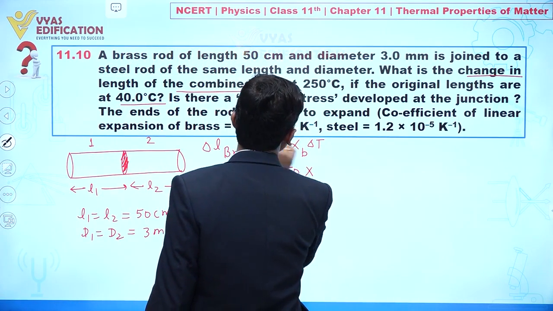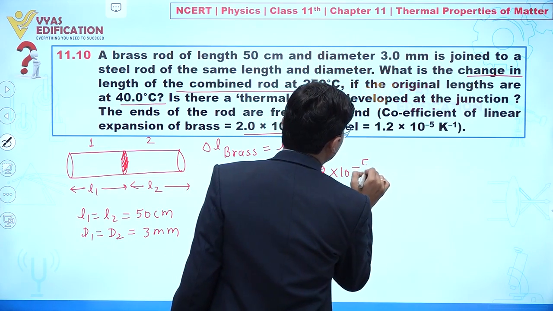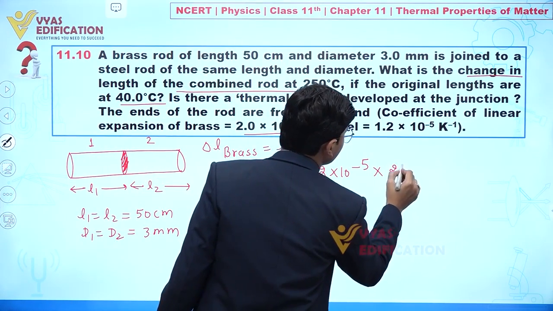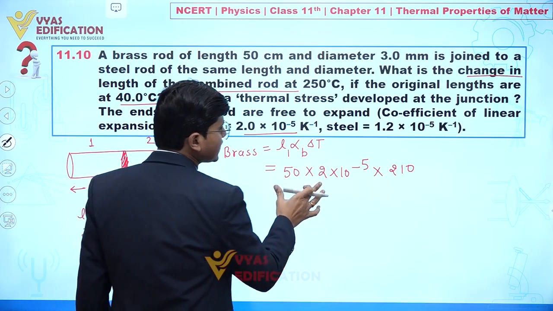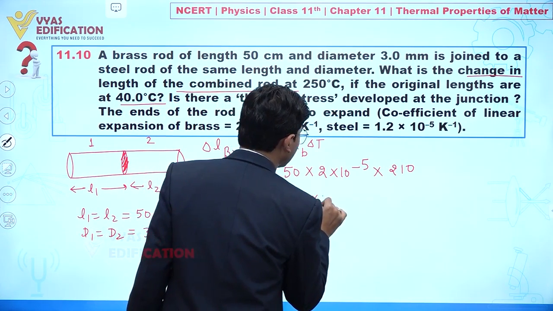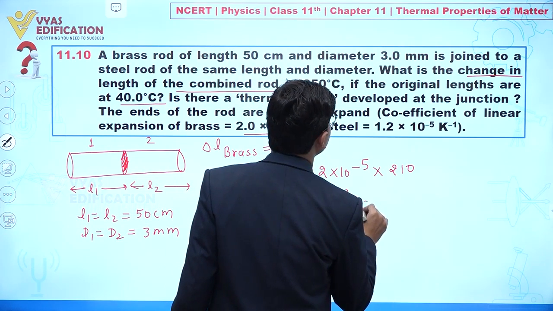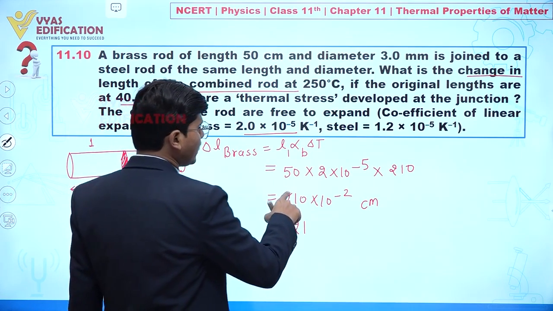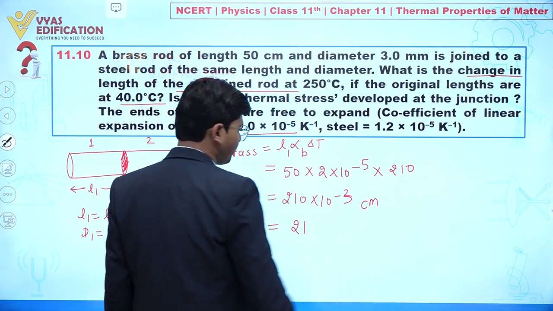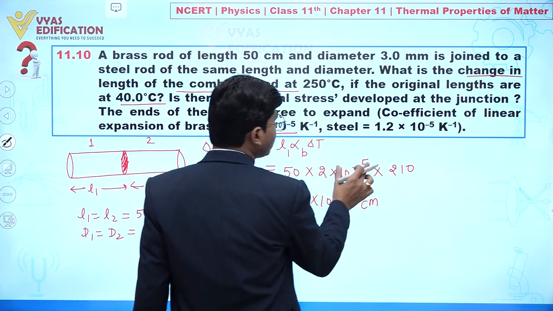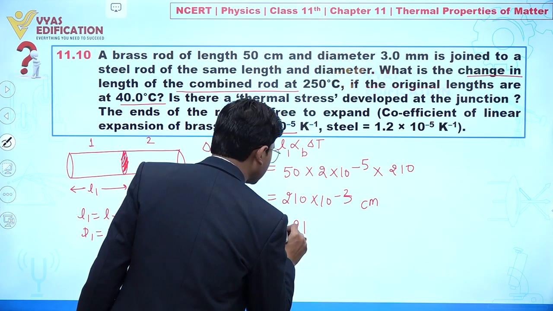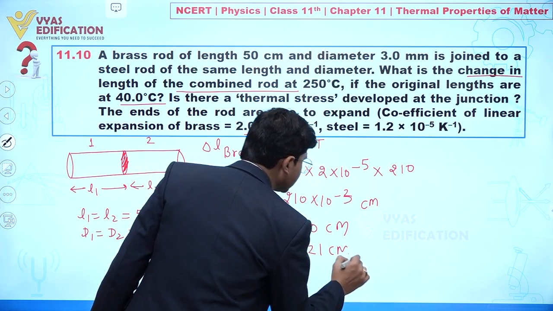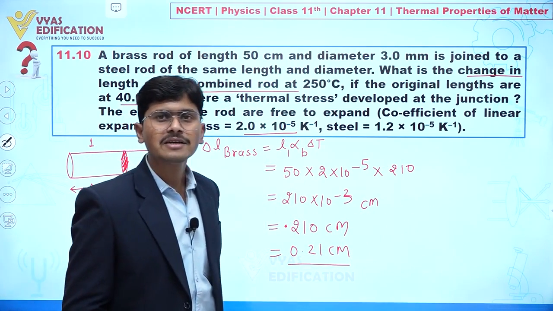It is given 2 into 10 to the power minus 5, clear? And now what is the change in temperature? Change in temperature 250 minus 40, this is equal to 210, clear? From here you can say this is 100, so 210 into 10 to the power minus 2, and this is in centimeter. So from here we can say this is 0.210 centimeter, and the change in length of brass rod we are getting is 0.21 centimeter, clear?